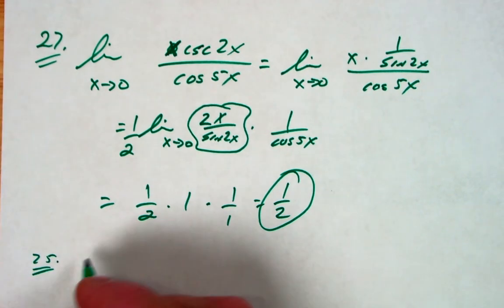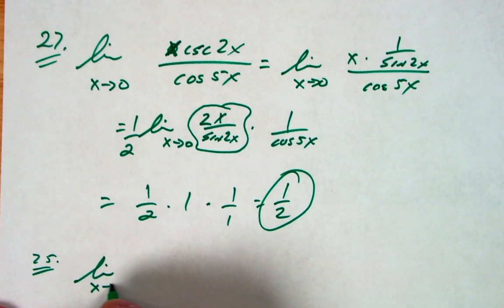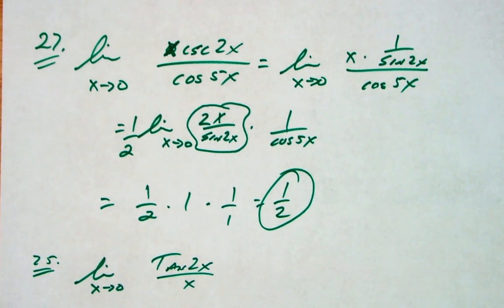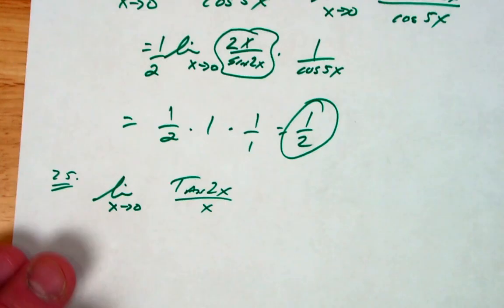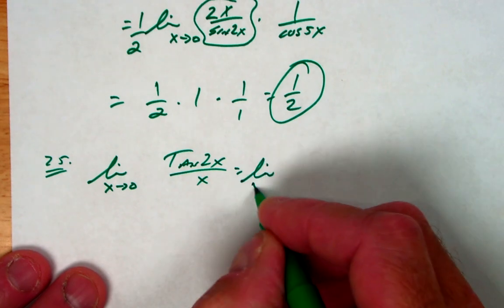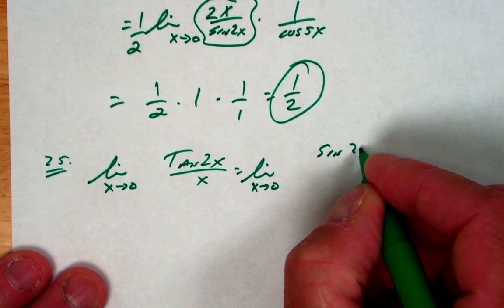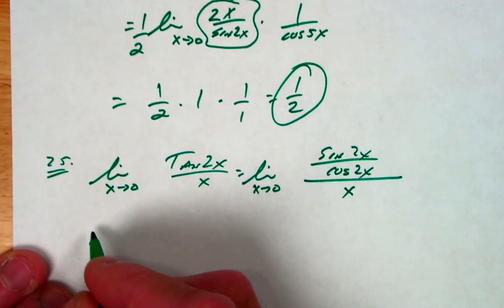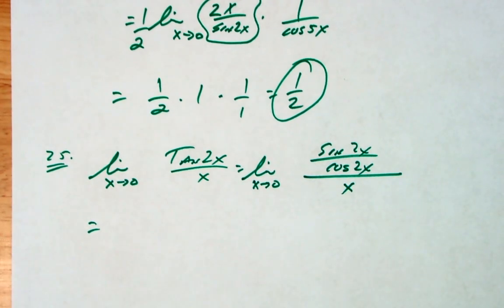Okay, tangent. Limit as x approaches 0 of tangent 2x over x. Well, let's go ahead and get it down to sine and cosine. So I get limit as x approaches 0 of sine of 2x over cosine of 2x over x. Sometimes, especially when I'm dealing with trig and you throw in limits and this, that, and the other, this really feels like a foreign language. It really does. Okay.